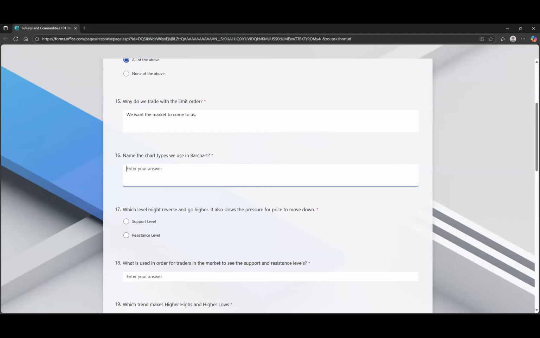The type of charts we use in bar chart. I put candlesticks, waves. I forgot the other name, and I don't know if that was what was properly being asked, but that's what I put. So what's the question, John? What type of charts do we use in bar chart? Day, week, month, 6 months, years, 5 years, 10 years. See, that question sounded vague to me.